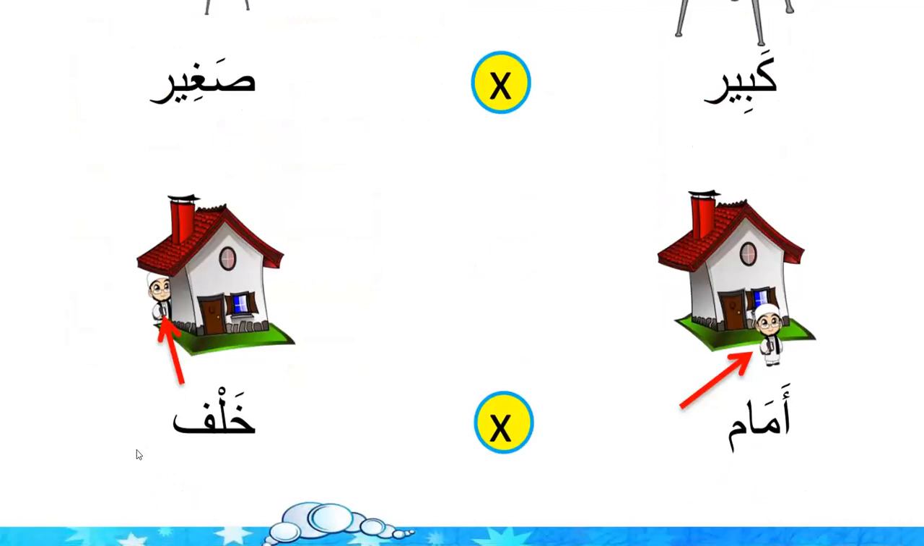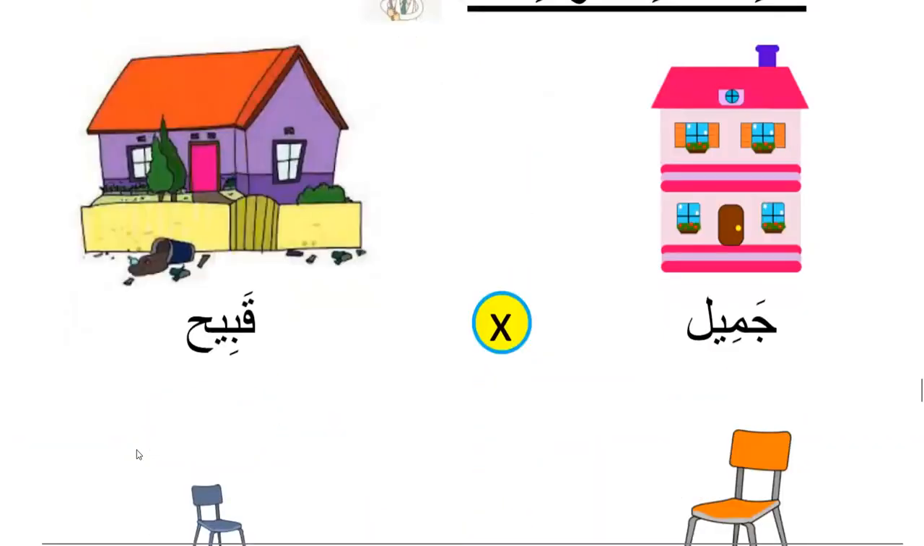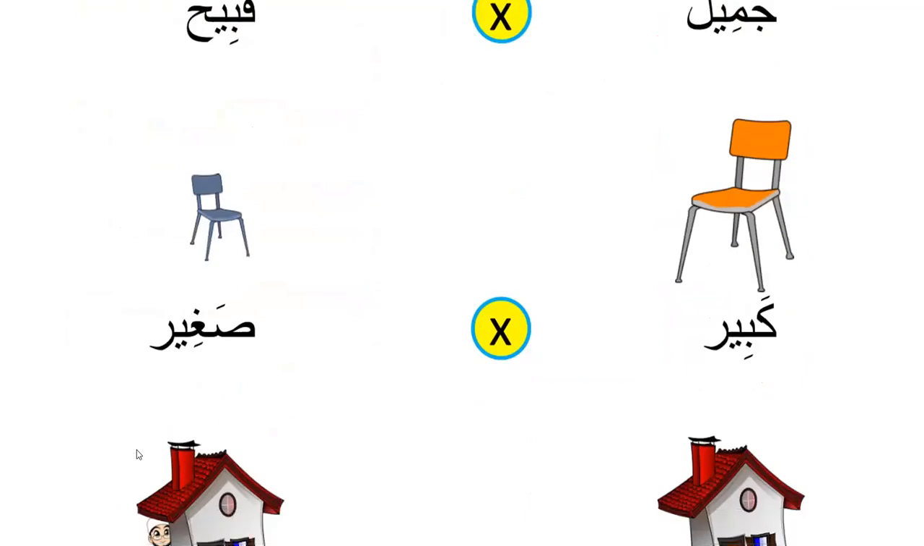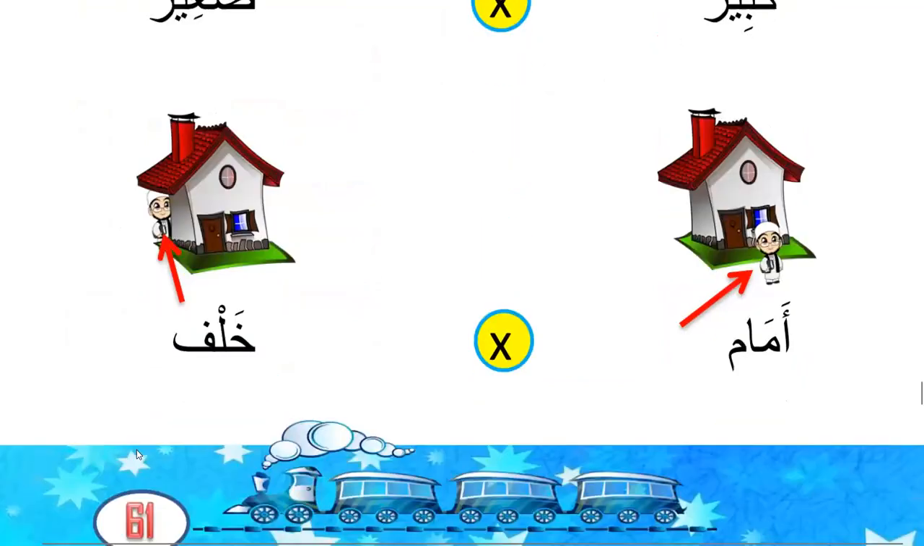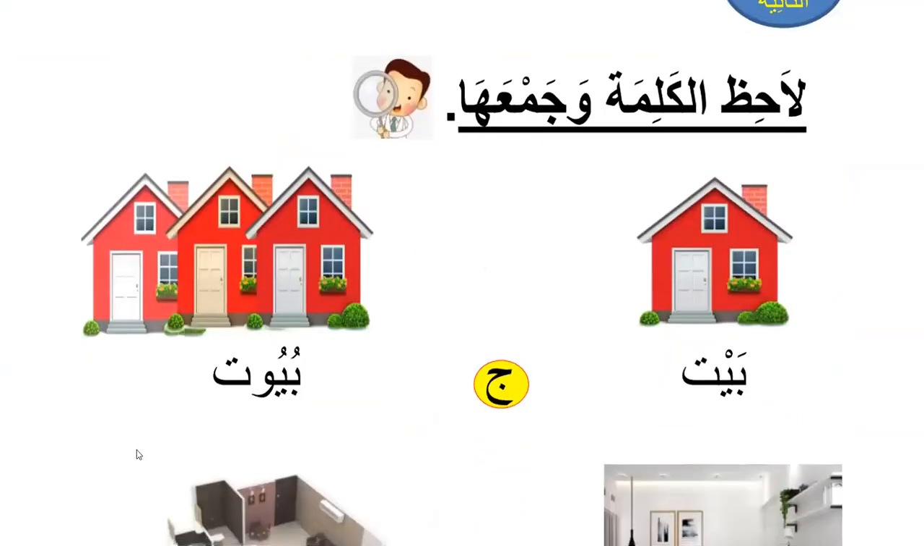Khalf, behind. Amam, front. Good. Latifa. Jamil, beautiful. Kabir, big. Sagir, small. Good. Amam, front. Khalf, behind.